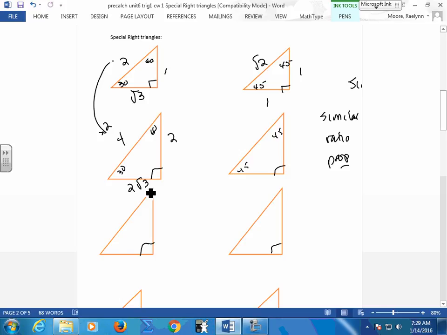Right? Okay. If I did this, what would my hypotenuse be? 6, because this I multiplied by 3. This would be 6. What would this be? 3 radical 3. Good. Okay. 45, 45. If I make this a 3, what would my sides be? 3 and 3 radical 2.